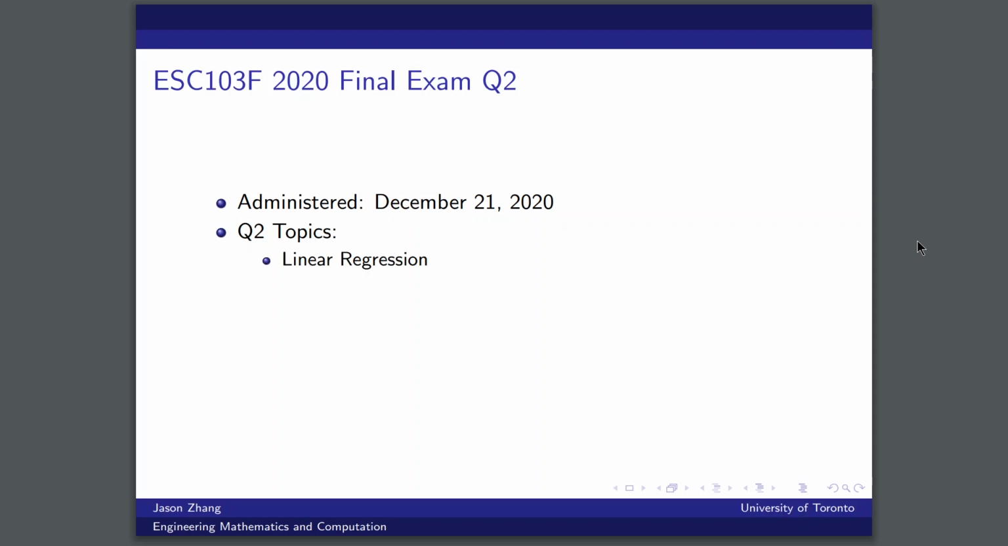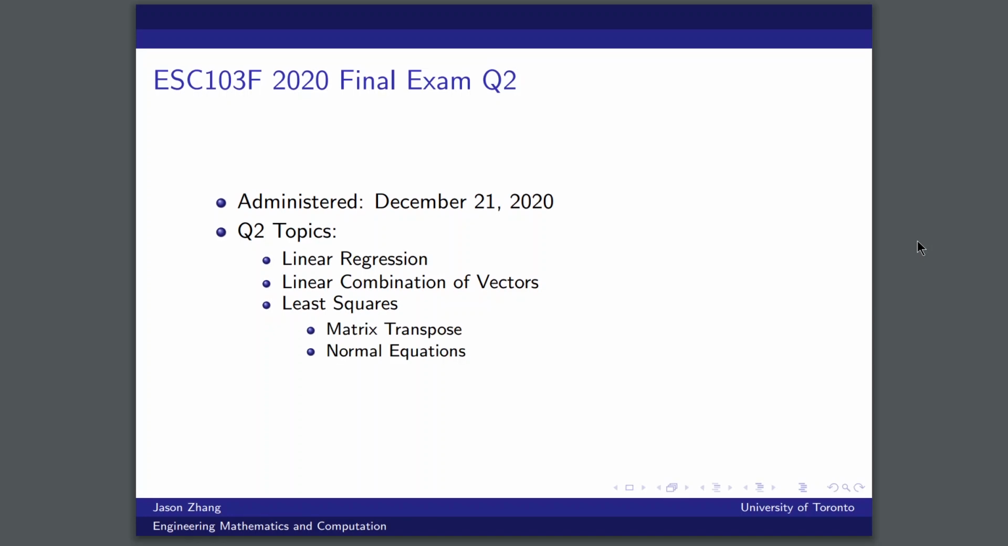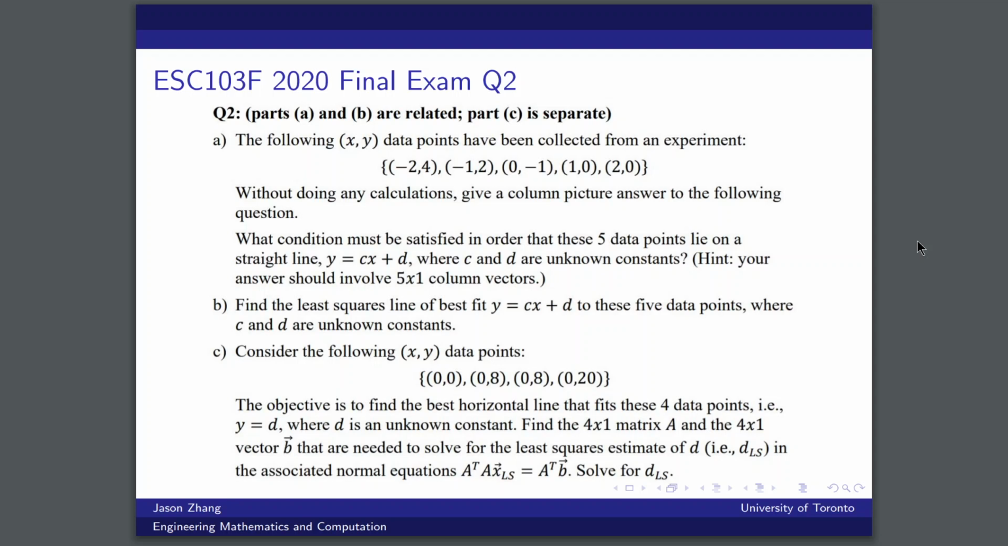So this question talks about linear regression, linear combination of vectors, the least squares problem, as well as the normal equations, which requires an understanding of the matrix transpose. So let's just dive right into it. This question has 3 parts to it. Parts A and B are related. Part C is separate, but the concepts in this question still relate to A and B.